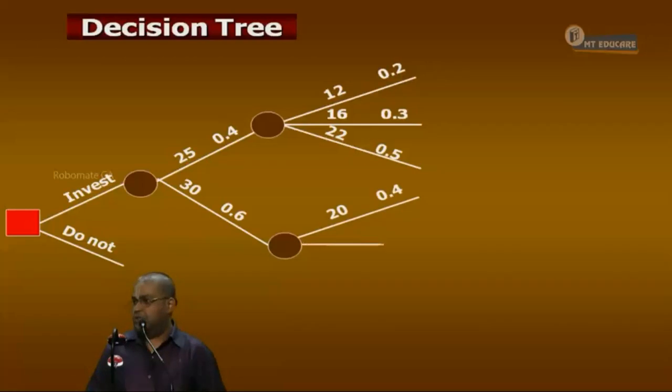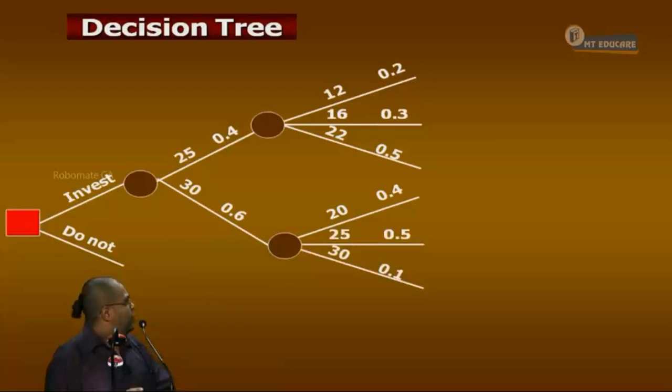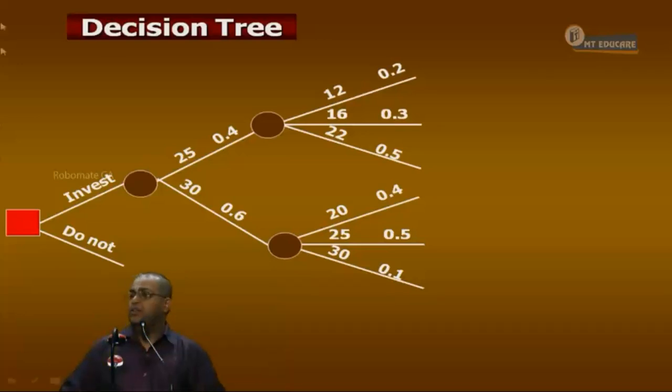20,000, 25,000, 30,000, with the probability of 0.4, 0.5 and then 0.1. I want everybody to respond. Are you all following the diagram or not? Now, don't invest, nothing is going to happen. The answer is 0. Now let us see what happens to the NPV.